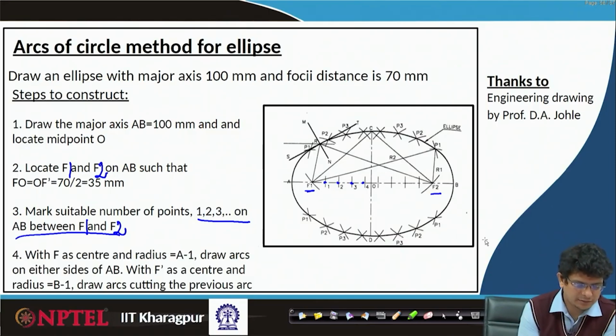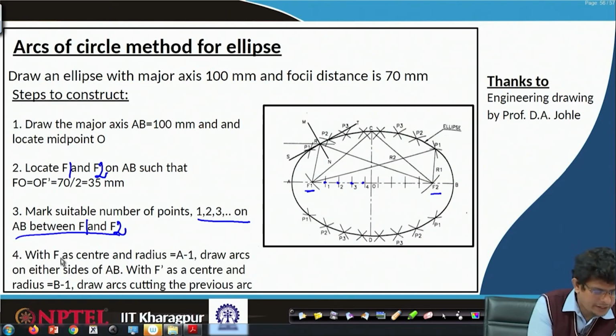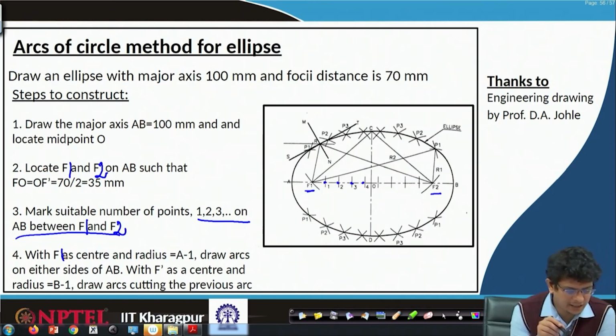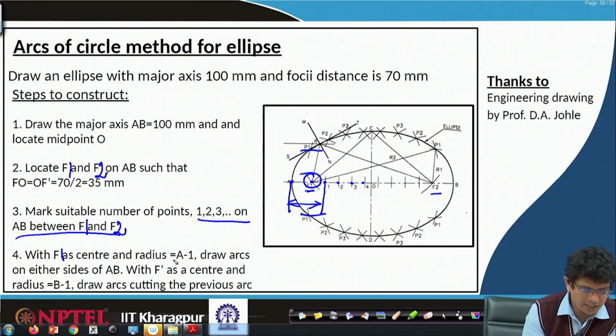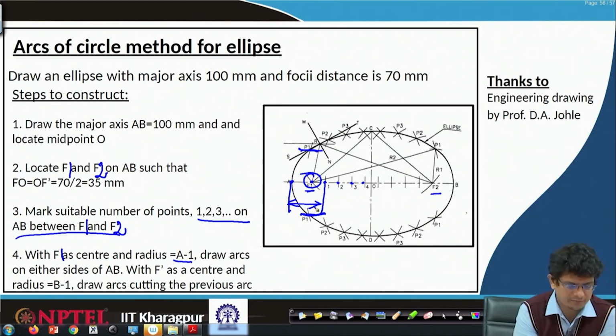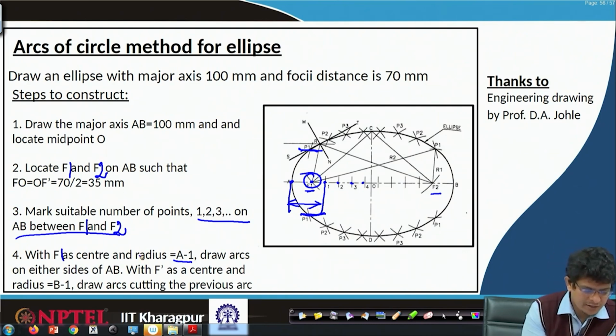Once it is done, with F1 as center, the distance from A to 1, let us measure it. With that distance from F1, make an arc something like that on both sides. So, the center has to be F1, but the radius is A1, whatever the distance, make an arc on top and bottom, on either side of AB.